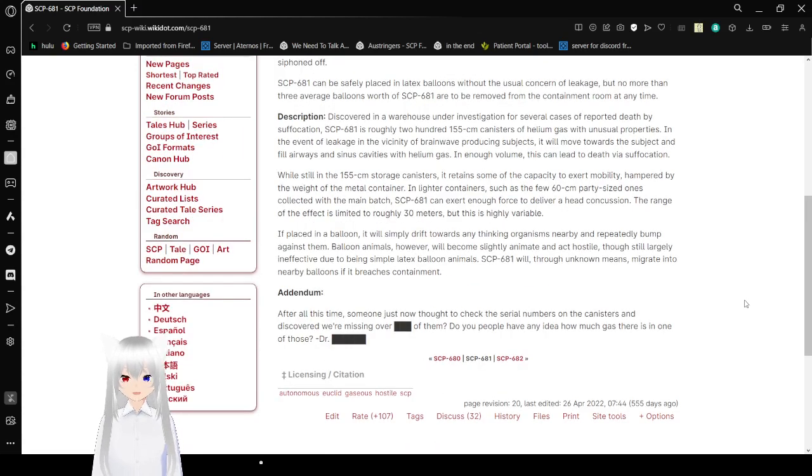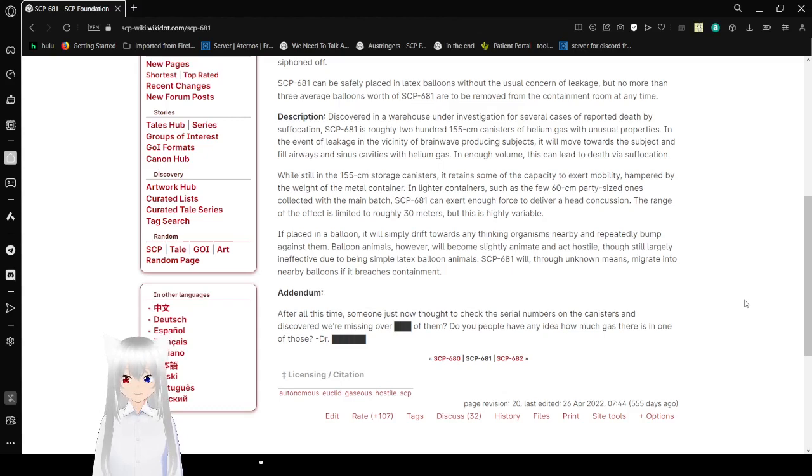Description: Discovered in a warehouse under investigation for several cases of reported death by suffocation, SCP-681 is roughly 155 centimeter canisters of helium gas with unusual properties. In the event of leakage in the vicinity of breathing subjects, it will move towards the subject and fill airways and sinus cavities with helium gas.